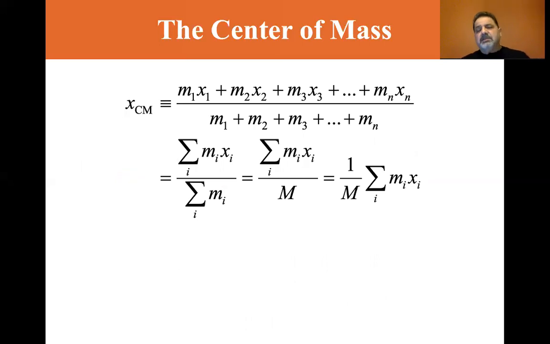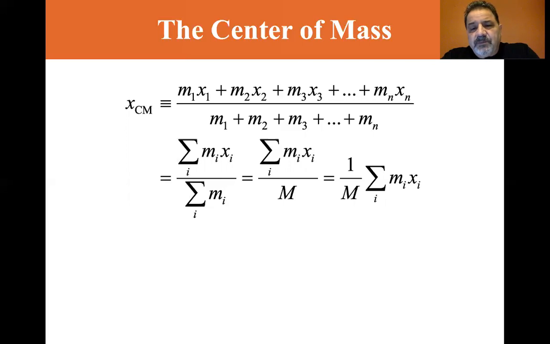Okay, now for multiple systems, we do the same thing. We do m1 times some x1 plus m2 times x2, m3 times x3, all the way to mn times xn. The sum of all those divided by the total mass. You sum all of those masses together. So the sum of mi xi divided by the sum of mi equals, the bottom becomes a total M. We use capital M to indicate the total mass.